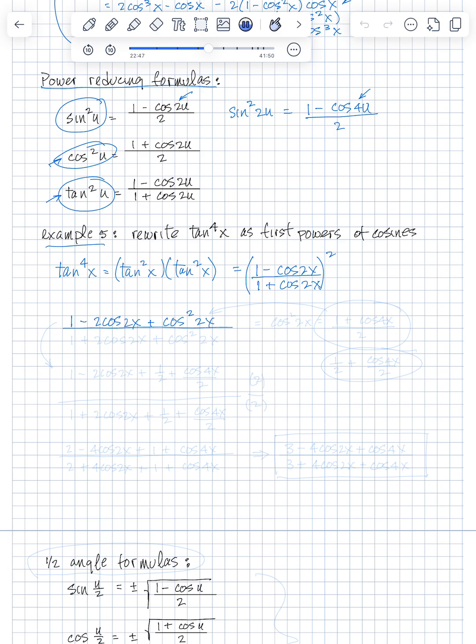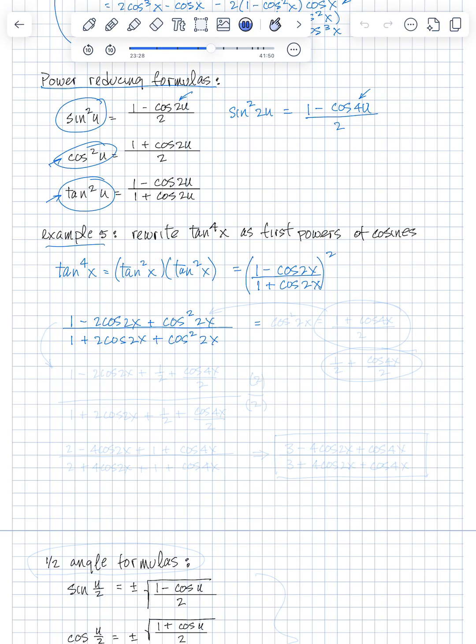And the denominator becomes 1 plus 2 cosine 2x plus cosine squared 2x. Okay, so what do we have to deal with now? We have the cosine squared of 2x. So we have to get rid of that squared term. So let's, off to the side, just solve for cosine squared of 2x.